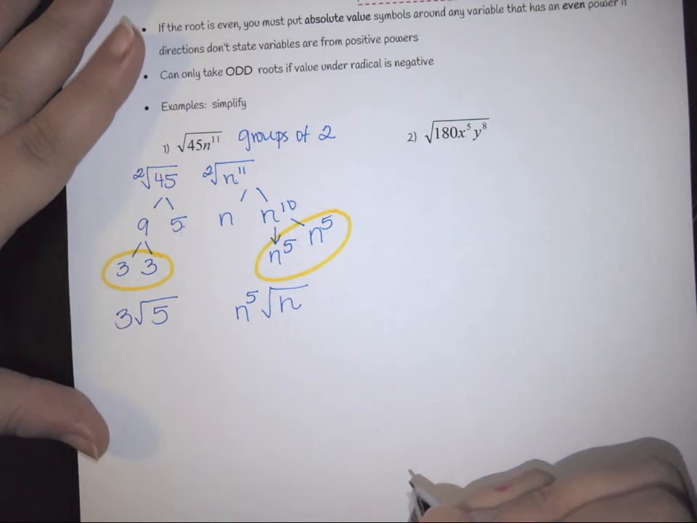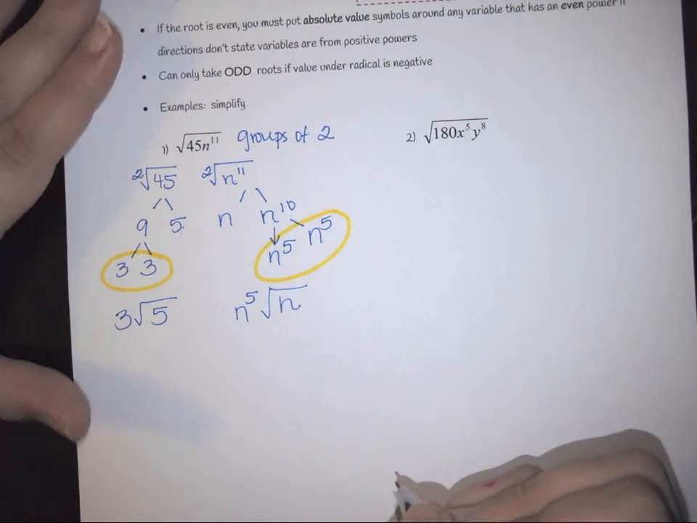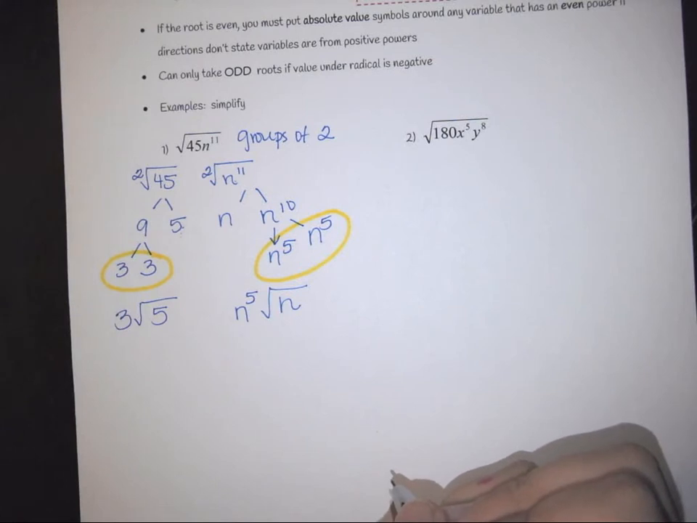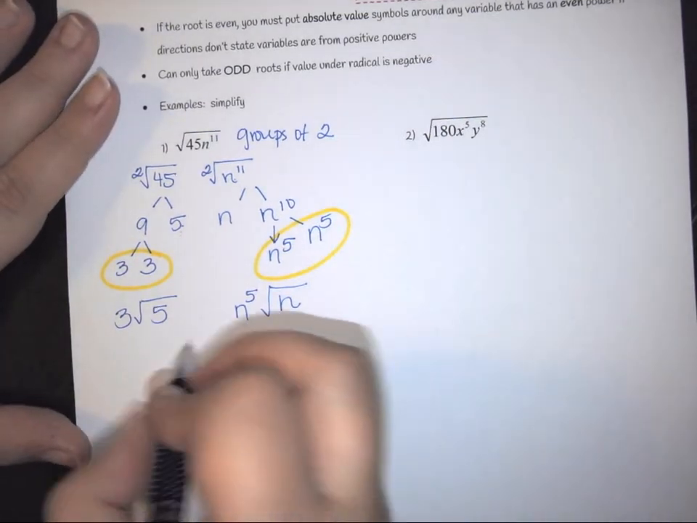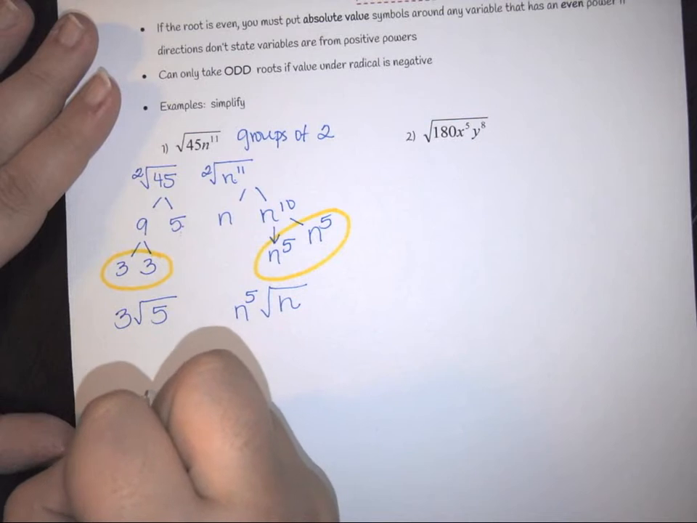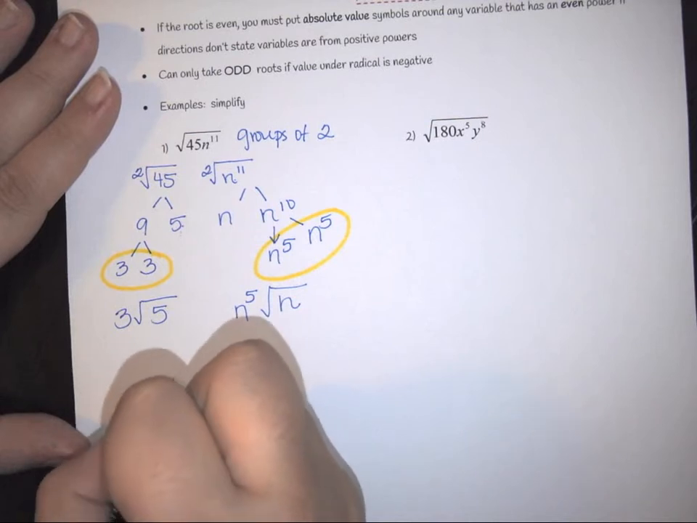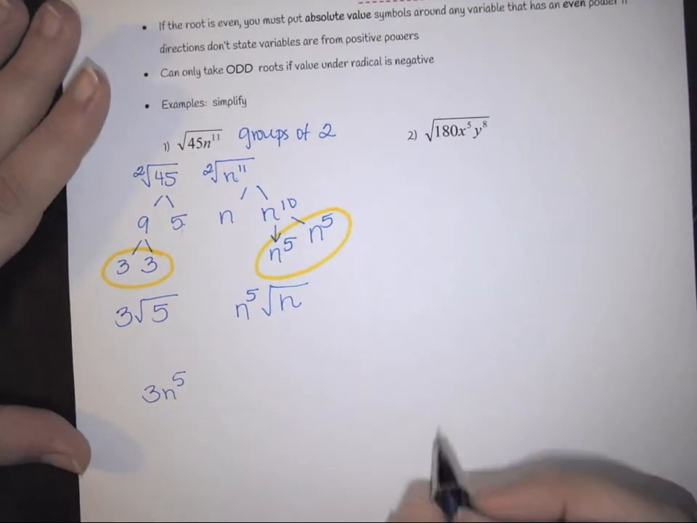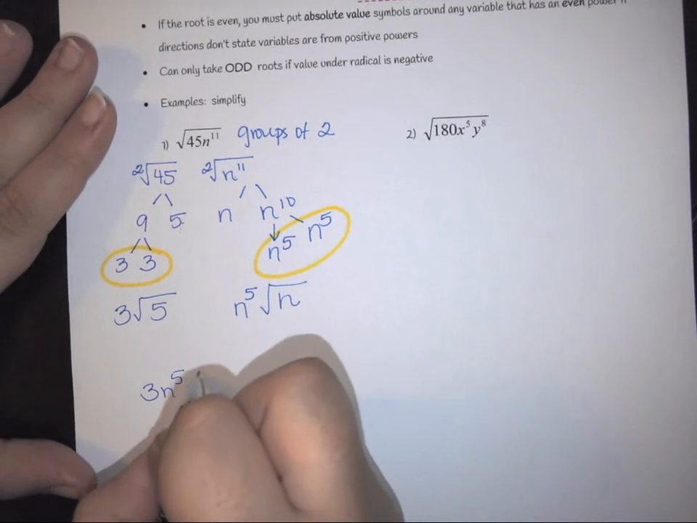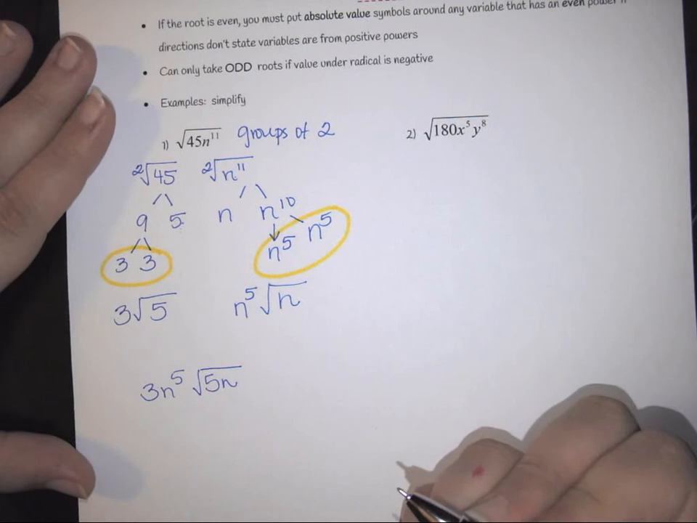Therefore, I have to push it all back together. To push it all back together, whatever's on the outside has to stay on the outside. So this is really 3n to the 5th. And whatever's on the inside stays on the inside. So I've got the square root of 5n.